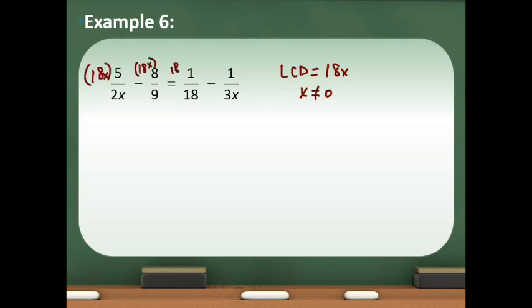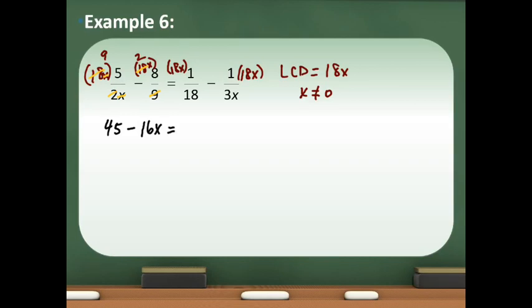Let's multiply everything by 18x. So 18 over 2, that's going to be 9. And the x's cancel here. So we're left with 9 times 5, which is 45. And minus 18 over 9, that's going to be 2. Notice the x doesn't cancel here. We have 2 times x times 8, so 16x.